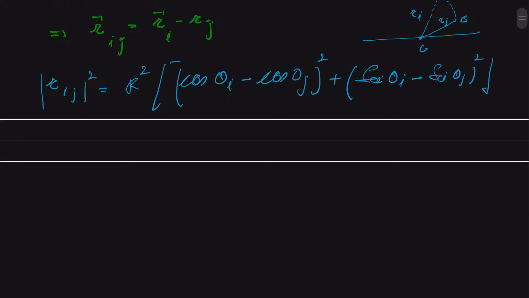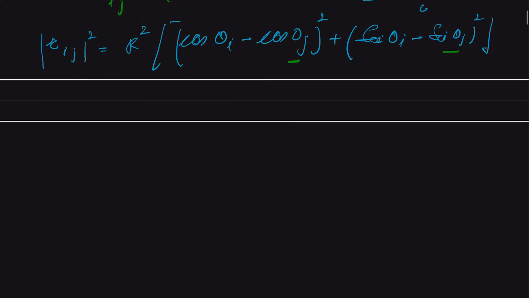If we expand and solve it, we are going to get cos square theta i and sine square theta i. Similarly, we have cos square theta j and sine square theta j. So that will be 1 and 1. So we get r square times (2 minus 2 cos of (theta i minus theta j)).